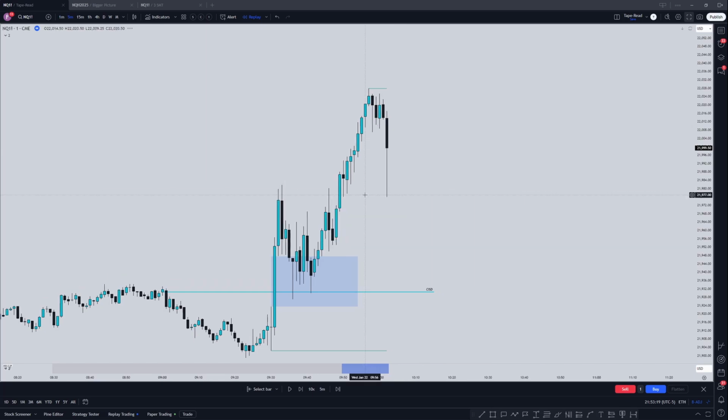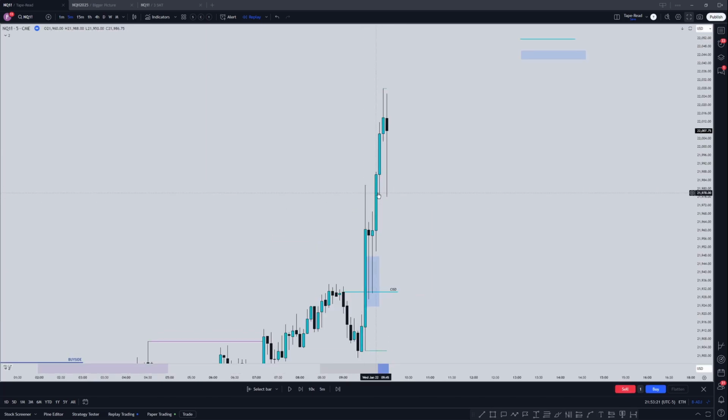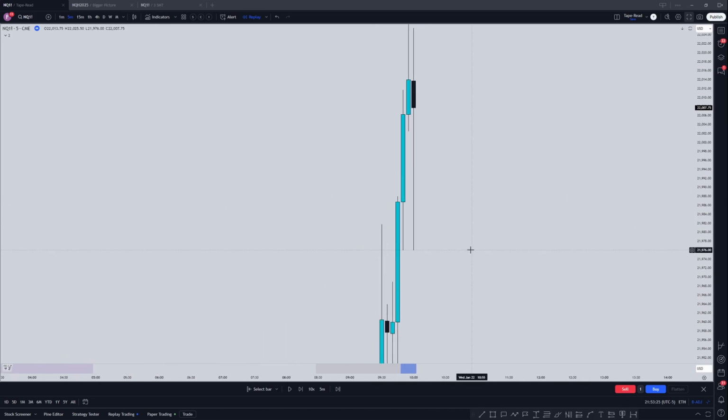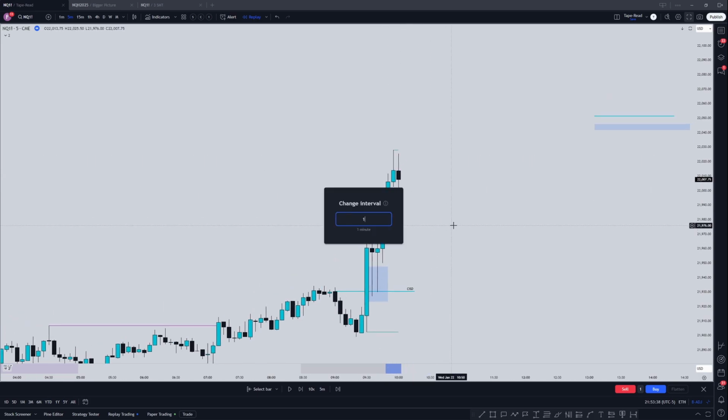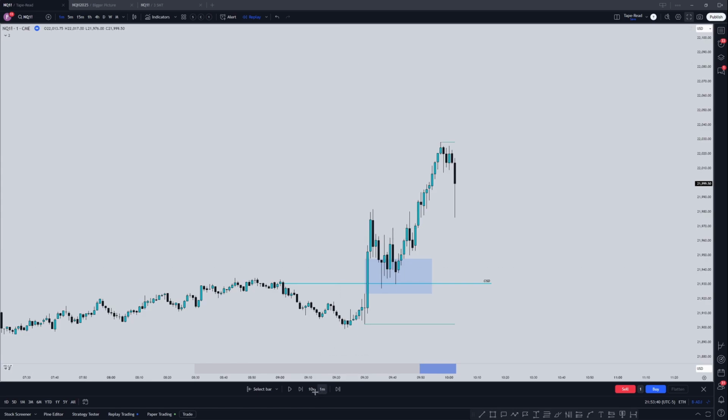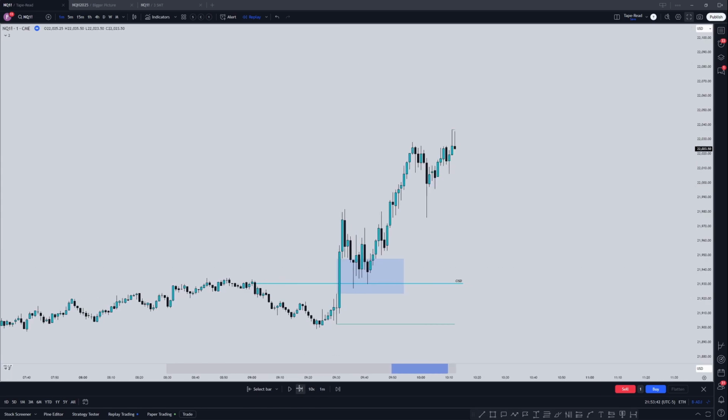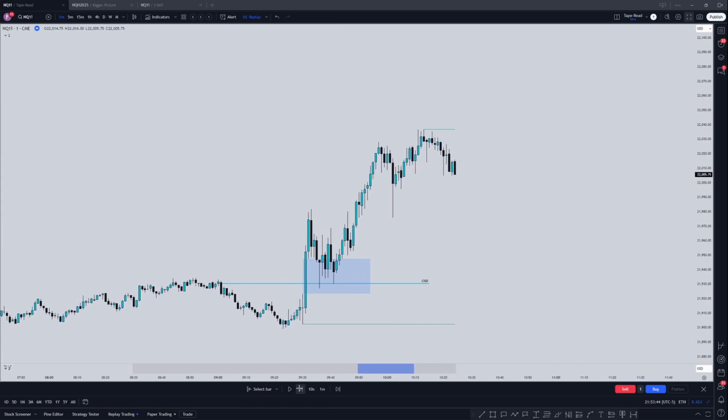You could say, okay, you do have a 5-minute mitigation with a 5-minute fair value gap. Do we even wick into it? 21,976. Yeah, you don't even touch the fair value gap. You touch this one, but that doesn't pair with the gap. It doesn't pair with an order block, I mean. So that's difficult.